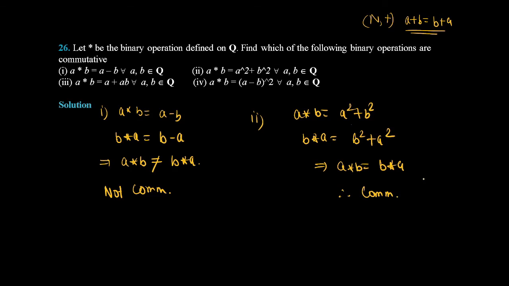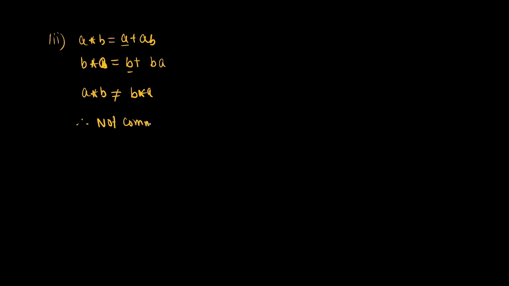In the third part, a star b is a plus ab. So b star a will be b plus ba, or we can say b plus ab. Is a plus ab the same as b plus ab? Of course not, because here there is a difference of a and b. So a star b is not equal to b star a. So therefore it is not a commutative operation.